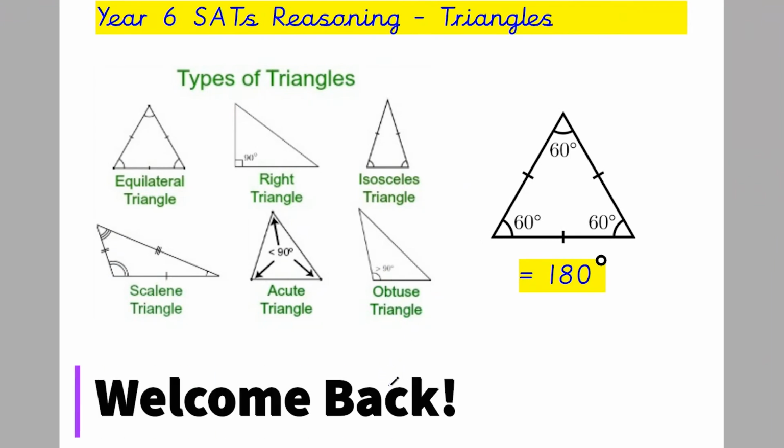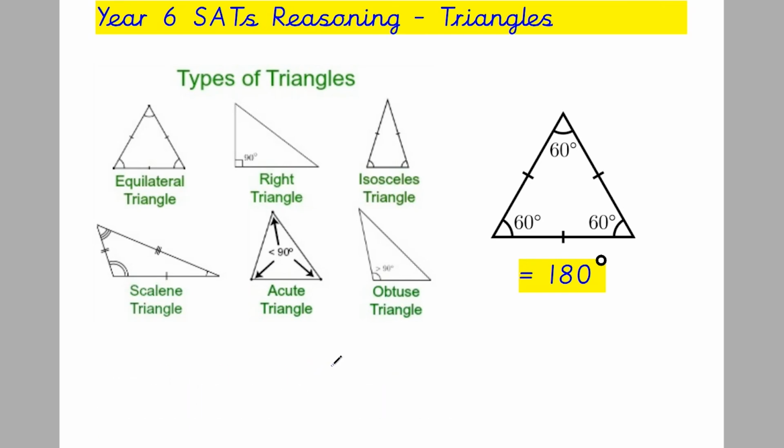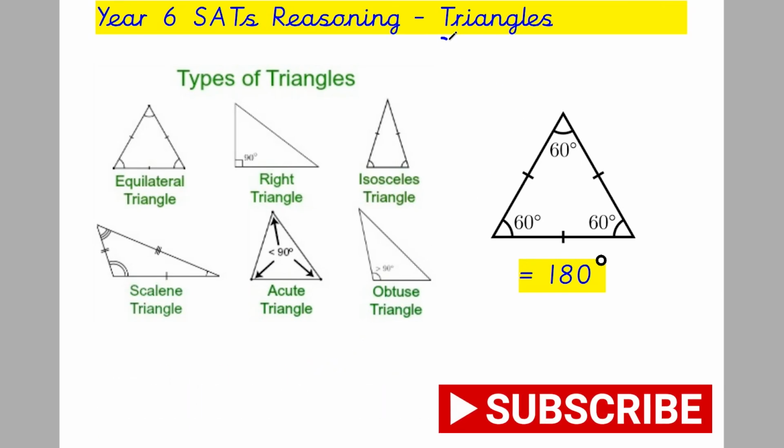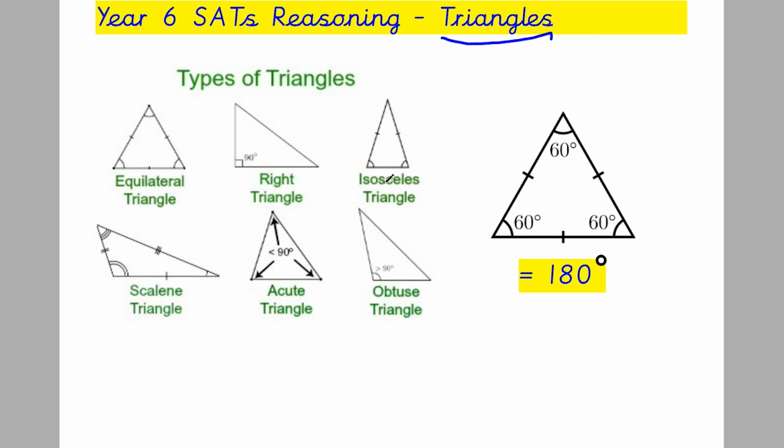In today's video I'm going to be talking through another video about SATs reasoning questions, and this time we're looking at questions involving triangles that might come up. To answer these questions, the children will need to have some key understanding. They'll need to know the names of different types of triangles. So we've got equilateral triangle, right angle triangle, isosceles and scalene.